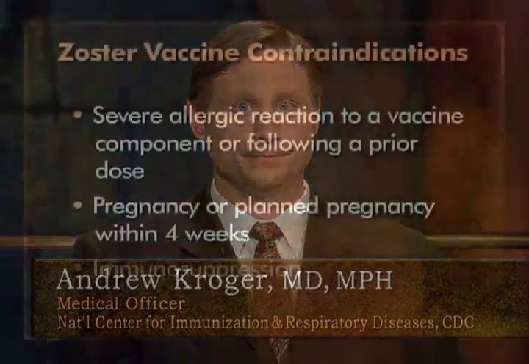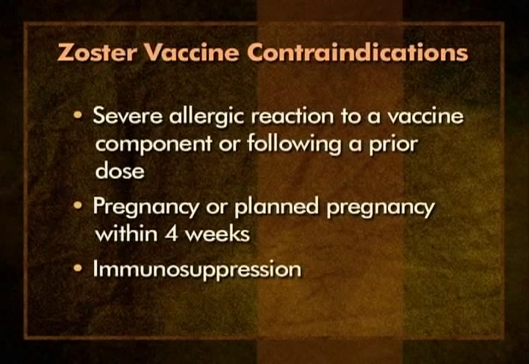Contraindications and precautions for zoster vaccine are similar to those for other live virus vaccines. What makes zoster vaccine different is that it is being administered to persons who are 60 years of age and older and who are already immune to varicella. As with all vaccines, a severe allergic reaction to a vaccine component or following a prior dose is a contraindication. Pregnancy or planned pregnancy within 4 weeks and immunosuppression are contraindications to vaccination.